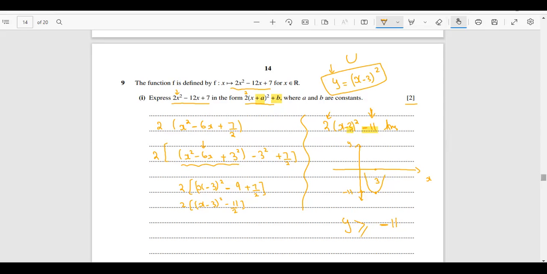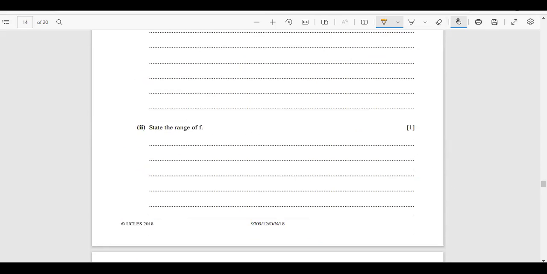So the range would be y, or I'll write down f of x because we're talking about range of f. So f of x would be greater than or equal to -11. You can use y as well, that's completely fine, but this is how we do it. Yes. Anything that you were not able to understand in this part?